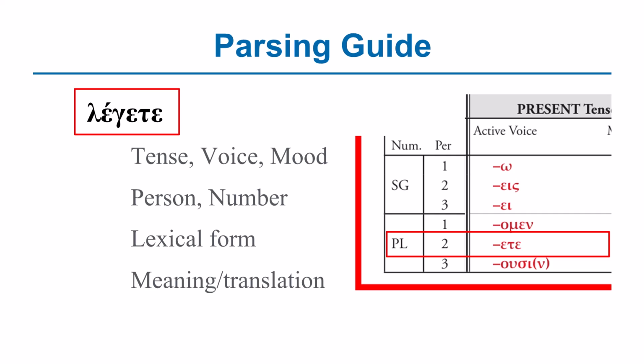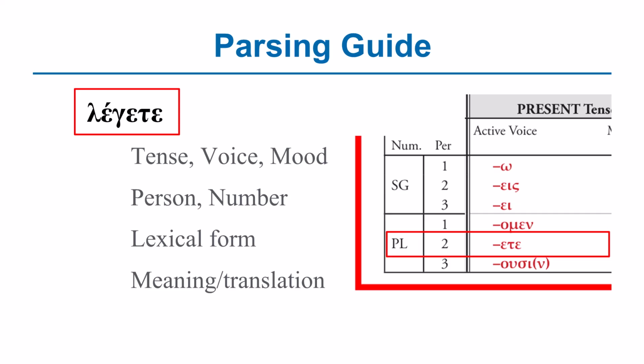The tense is present tense because legete is using the present tense paradigm or the present tense ending, which is ete. Again, we are using the personal ending to give all these 5 details. Number 2, the voice is active voice because legete is using an active voice ending. You have o, omen, ete, ousin. So that ete is coming from the active voice. So the voice for the word legete is active voice.